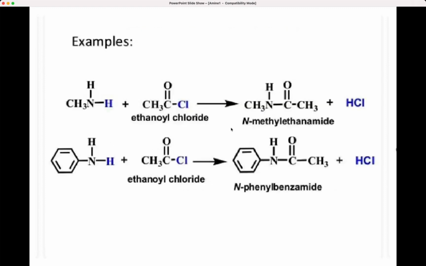Next is another example. CH3NH2, we split the NH2 H and write it like this, plus CH3COCl. This is known as ethanoyl chloride. So the product is CH3NH, this part we write as it is, then put a single bond, then COCH3. Then this violet colored H and Cl will join together, so you just add HCl and write all the remaining part as such. So, the product is N-phenyl acetamide. Always in organic chemistry, you should remember to write the equations and learn.